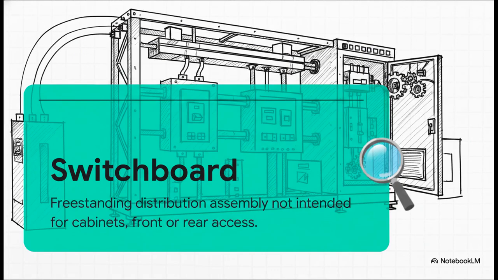Taking a step upstream, we hit the switchboard. Now, notice the key differences here. A switchboard breaks completely out of that wall cabinet. It's a large, freestanding structural frame resting directly on the floor. And here's the kicker. While it can be front accessible, it might also be designed for rear access. That is a really big deal, because rear access demands dedicated floor space and strict clearance zones behind the equipment, which totally shifts how you have to engineer the layout of your electrical room.